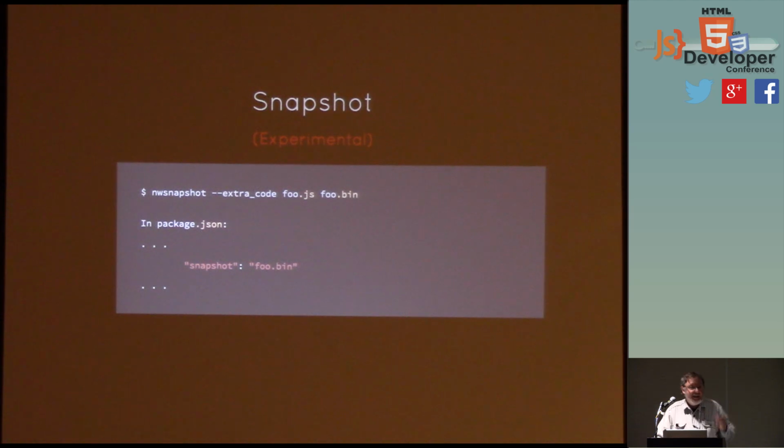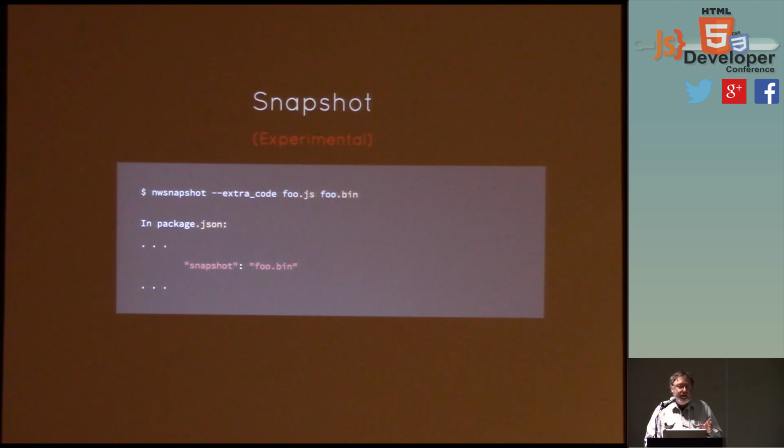It has an interesting side effect: all that JavaScript code that was used to create that initial context snapshot, you don't need to ship that anymore because you've got this precompiled JavaScript. So Node-Webkit offers this possibility of using that same technology and creating a snapshot of your JavaScript code.